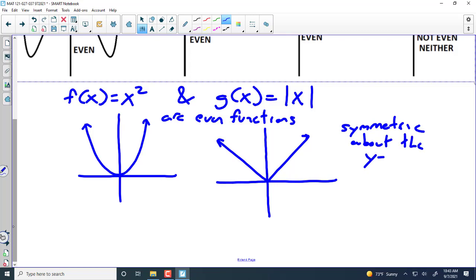And that means they are symmetric about the y-axis. Even functions, all even functions, not just these two basic functions, but all even functions are symmetric about the y-axis. That's what makes them even. And there's a couple observations we can make about even functions. One is this.